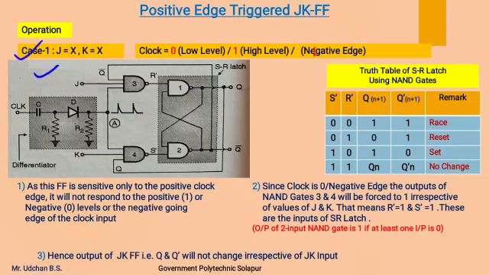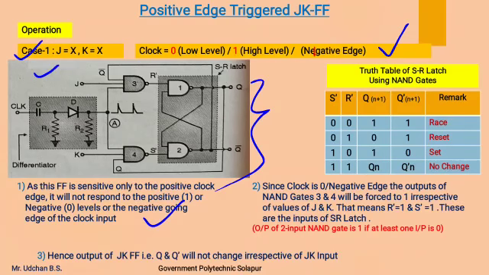In case 1 we have considered J and K as don't care, meaning irrespective of J and K, we are going to see what will happen at the output side. Here, if you observe, the clock is at a low level, high level or negative edge. As this flip-flop is positive edge triggered, it will not respond to the low level, high level or negative edge of the clock. Therefore the output is not going to change at all.